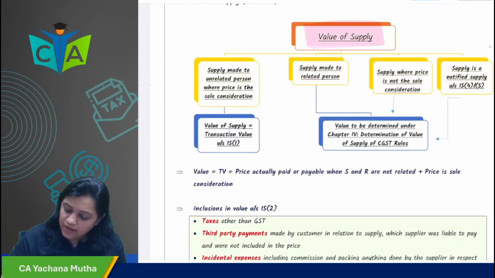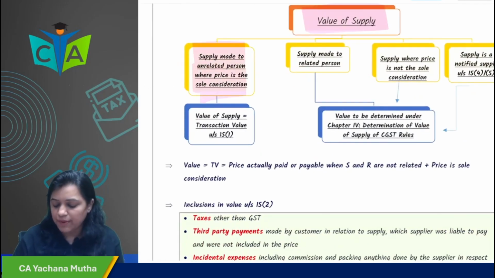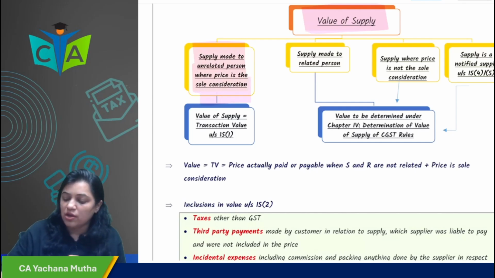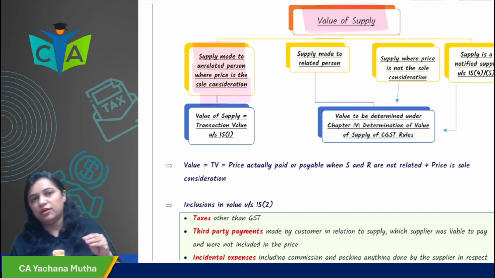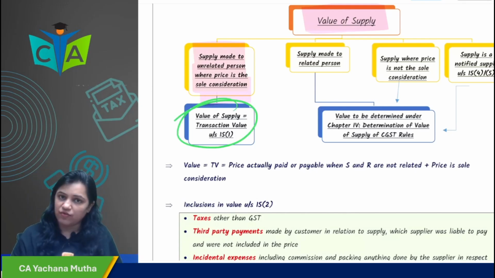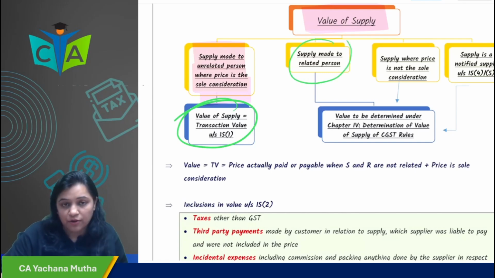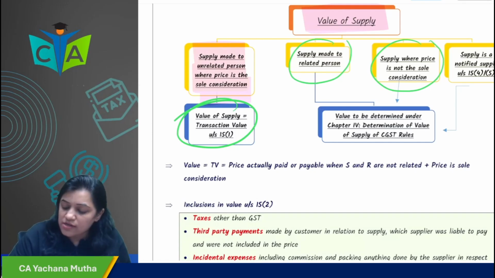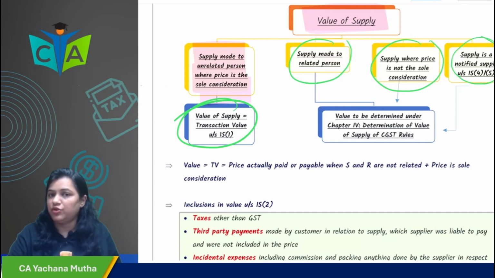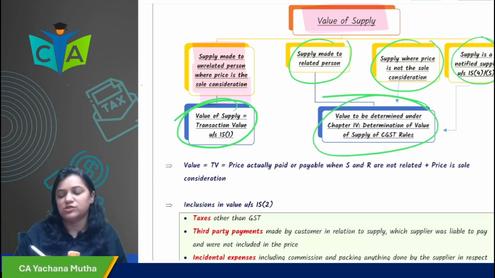When the supply is made to an unrelated person and the price is the sole consideration, then the value will be the transaction value. But if the supply is made to a related person, or the price is not the sole consideration, or the supply is a notified supply under 15.4 and 15.5, in that case the value is to be determined as per the rules.